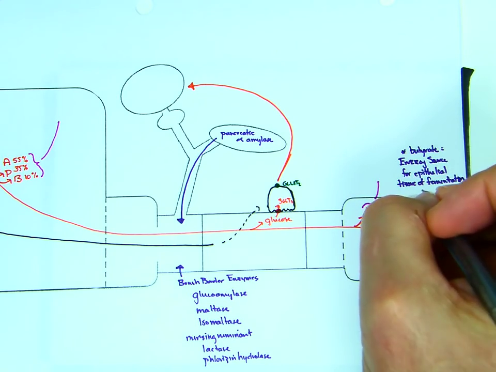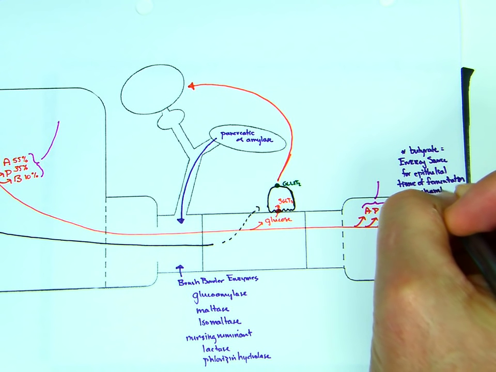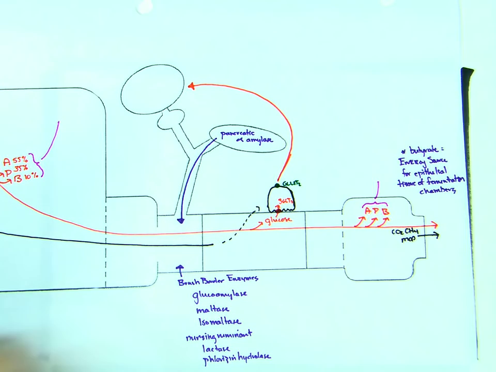Epithelial tissue of fermentation chambers. Okay, so that means in the rumen and the large intestine that the butyrate is going to be used by the epithelial tissues as a source of energy. And so if you want really big, healthy papillae in the rumen, you feed them sugars that produce more butyrate, and the result is you get bigger papillae. Okay.